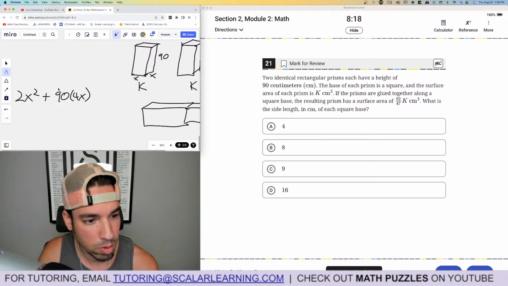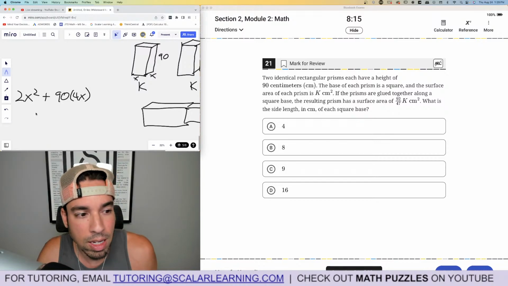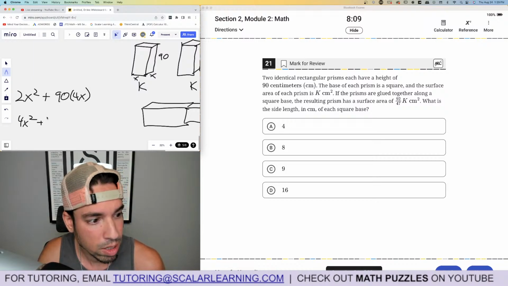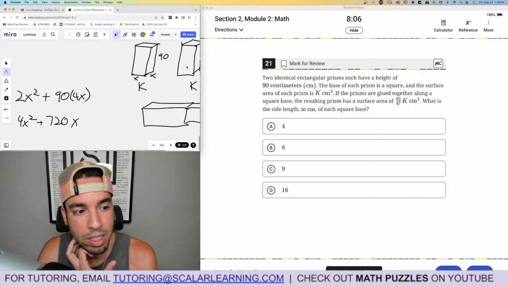So that's one of them. So both of them would be 4x squared. 90 times 4 is 360, so plus 720x. So that's the surface area of these two.